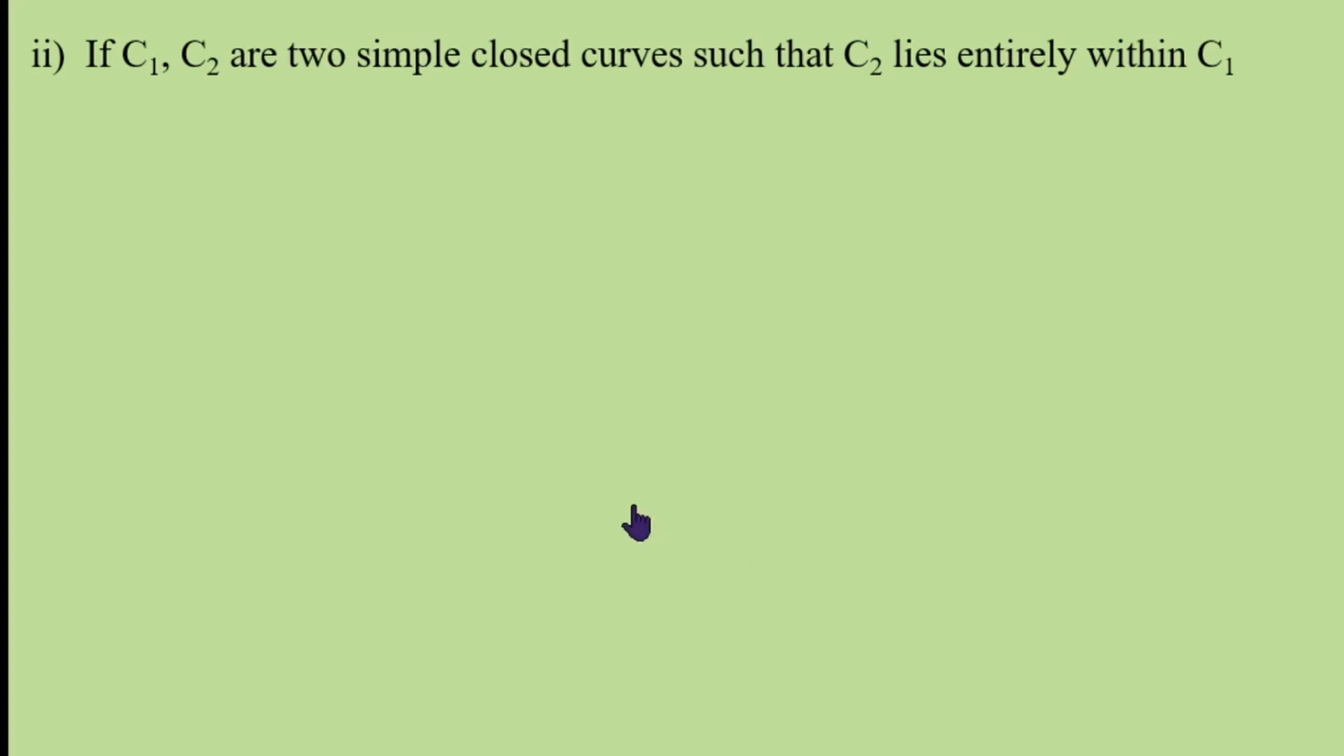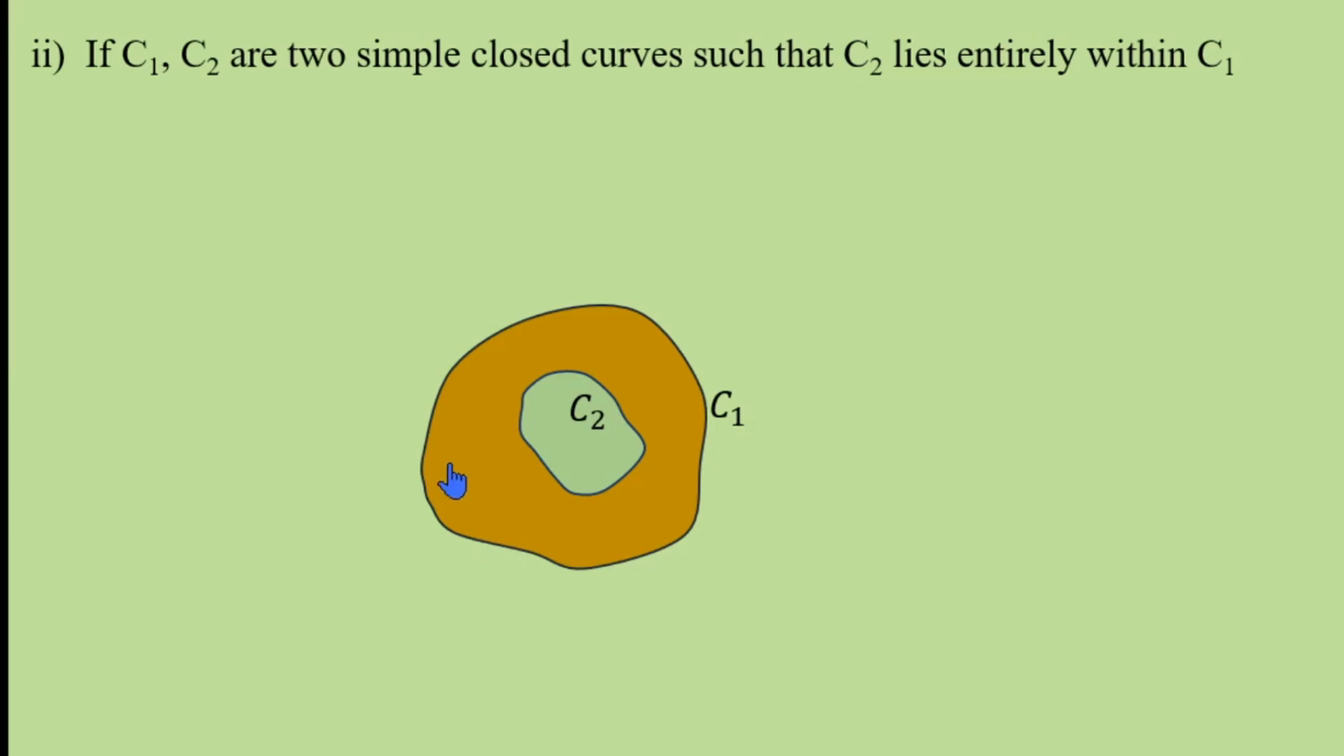One more corollary. If C1 and C2 are 2 simple closed curves such that C2 is entirely within C1. Now this is the curve C1 and C2 is inside C1. 2 closed curves. Now the closed curves you are going to consider in anti-clockwise direction. C1 means like this, anti-clockwise. C2 is also in anti-clockwise direction. If you consider it in clockwise direction, then it is minus C2.